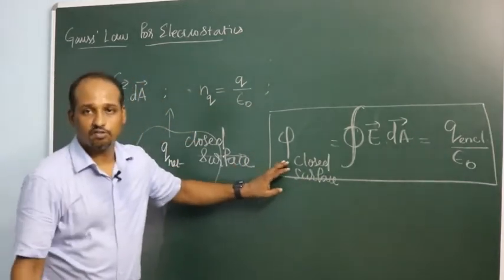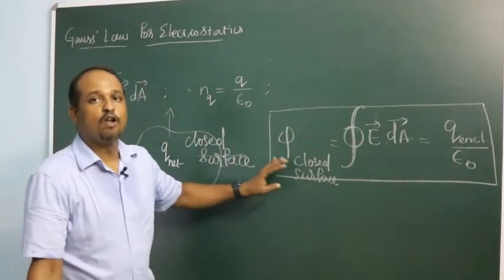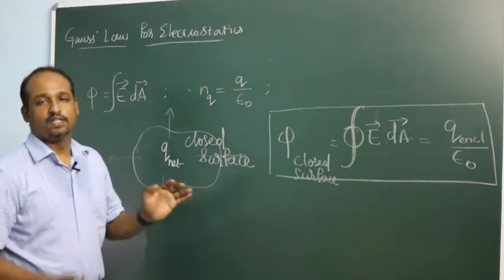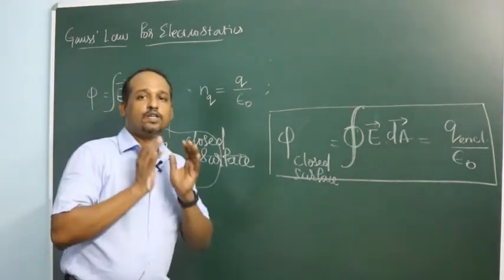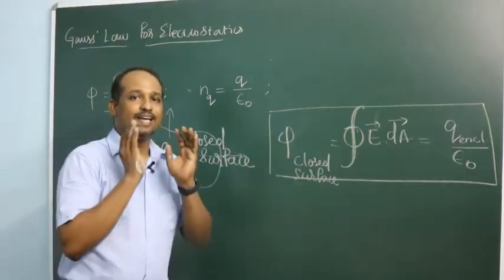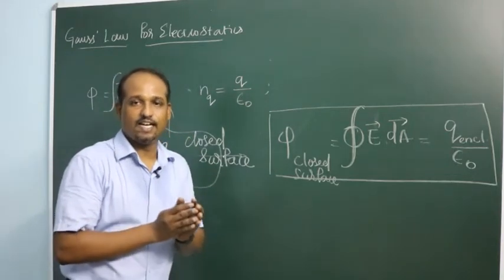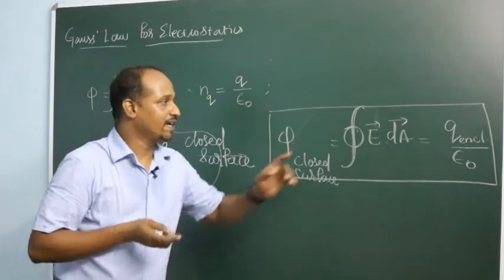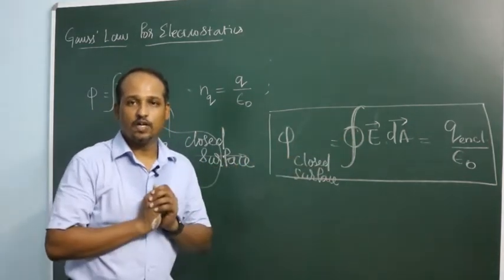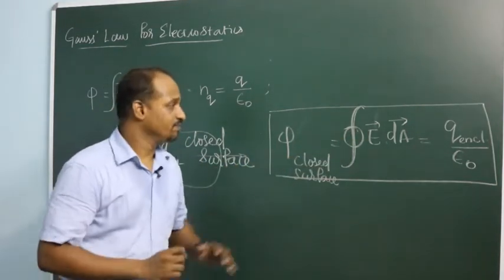Gauss law for electrostatics is applicable for a closed surface. The total flux through a closed surface is defined as 1 by epsilon naught times the net charge enclosed by the surface.